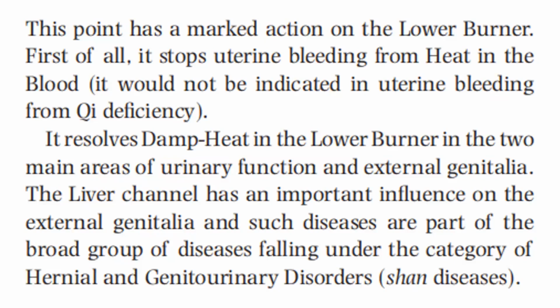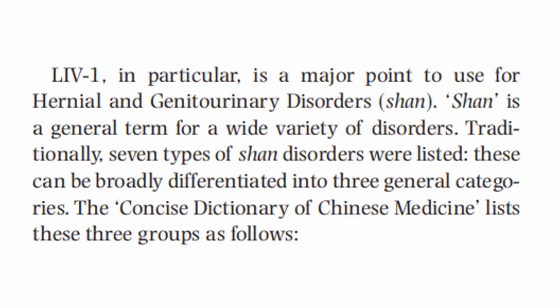The liver channel has an important influence on the external genitalia, and such diseases are part of the broad group of diseases falling under the category of hernial and genitourinary disorders. Liver 1 in particular is a major point for hernial and genitourinary disorders. Shan is a general term for a wide variety of disorders.